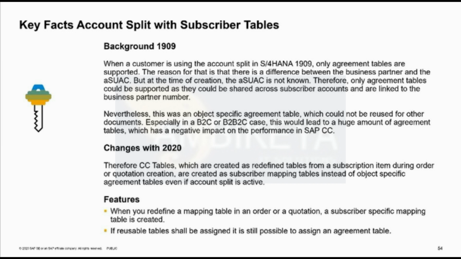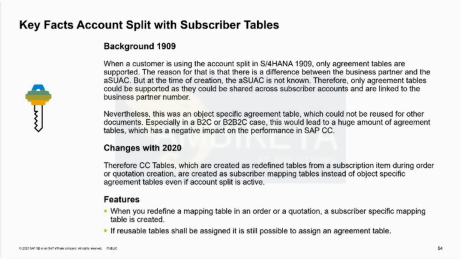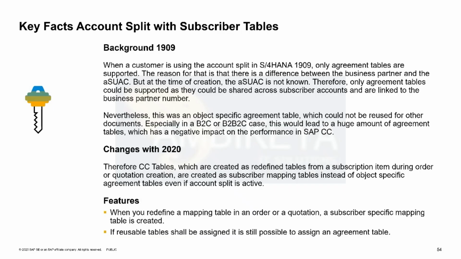Also here, it's a feature update from a functionality which we already had in 1909. So in 1909, we had introduced the so-called account split functionality, which was a performance improvement when we distribute many contracts for the same business partner to convergent charging. We introduced agreement tables, which could be shared then amongst multiple subscriber accounts in convergent charging and which are linked to the same business partner number.